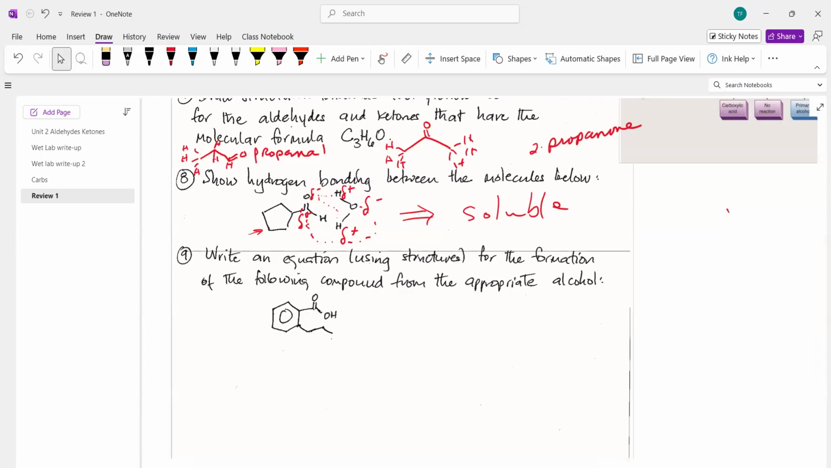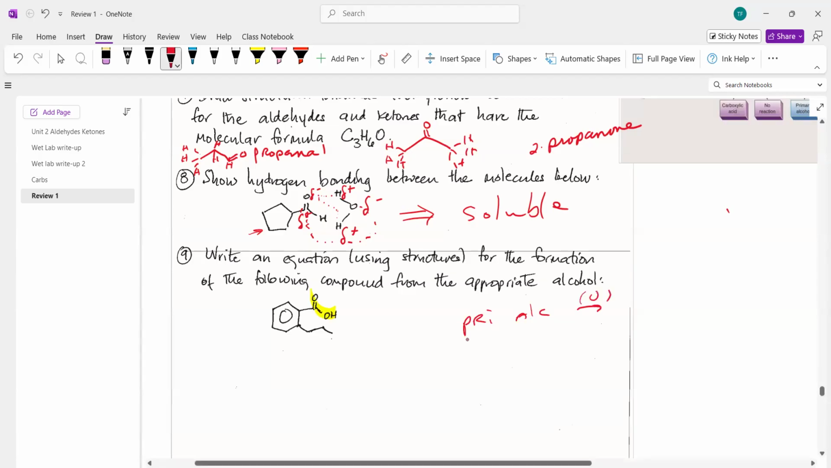Okay, so how do we make this guy? Well, it's an acid. Okay. So how are we going to make this guy? Well, if we oxidize a primary alcohol, we're going to get an aldehyde. When we continue the oxidation, we're going to get an acid.